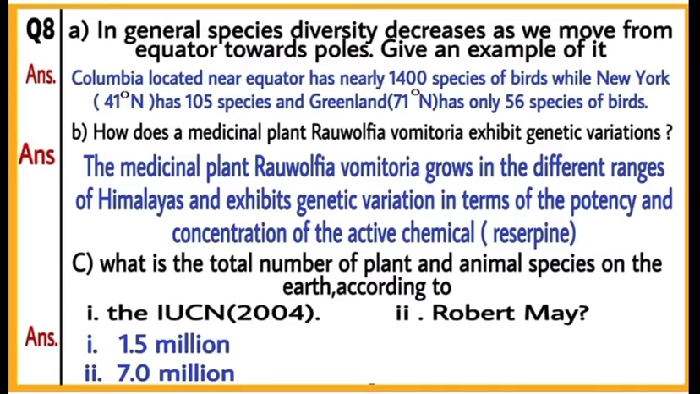Part C. What is the total number of plant and animal species on the earth according to number 1, the IUCN 2004, and number 2, Robert May. According to IUCN 2004 records, the total number of plant and animal species on the earth are 1.5 million, and according to estimate made by Robert May, the global species diversity is 7.0 million.